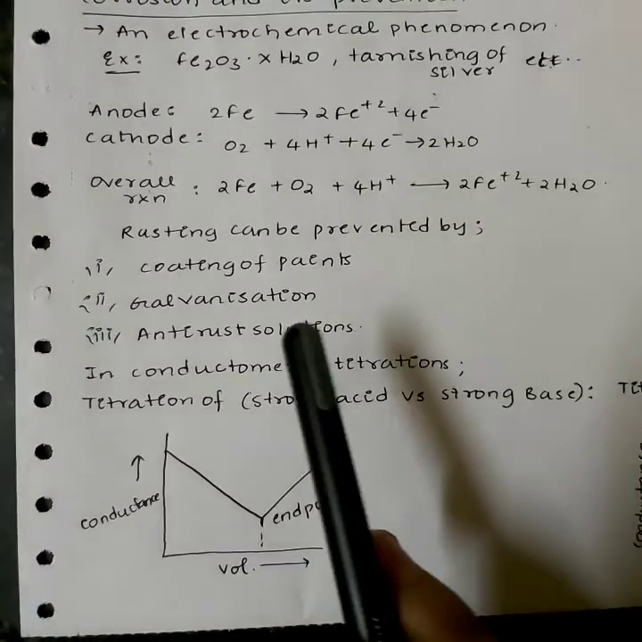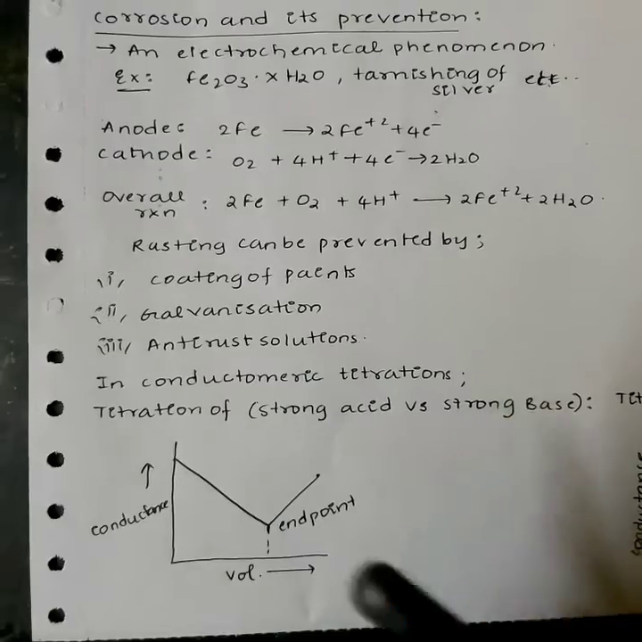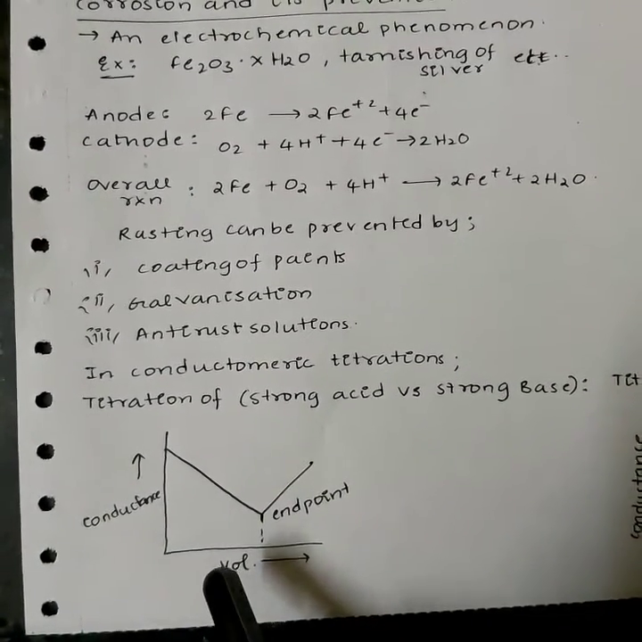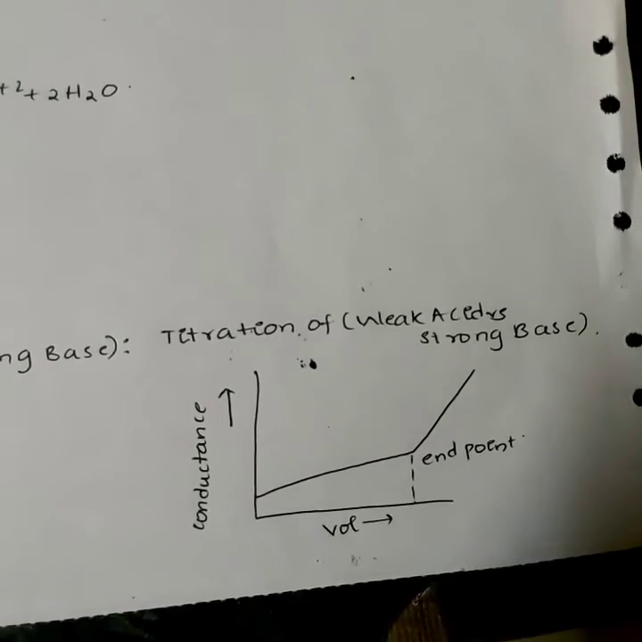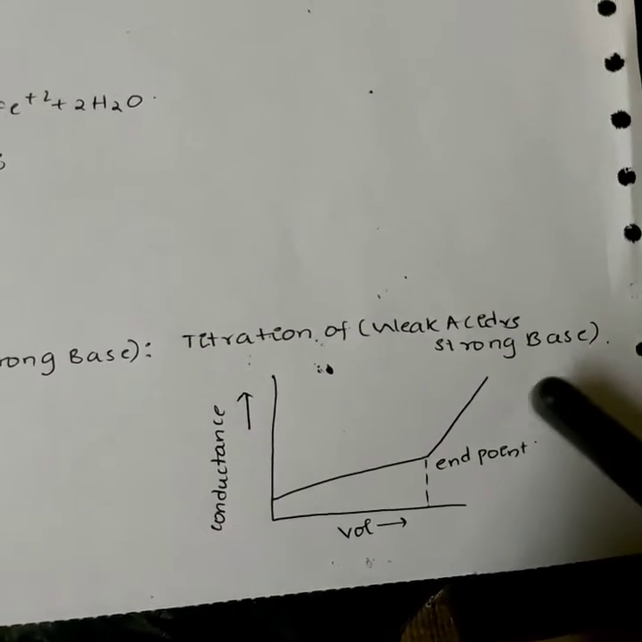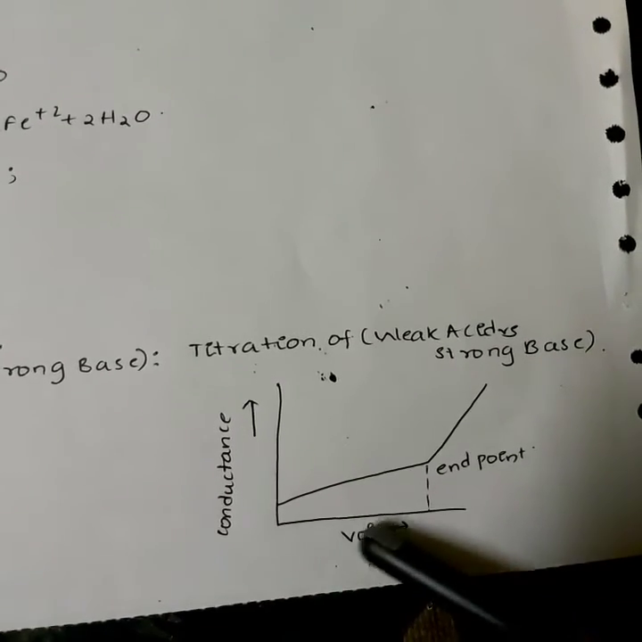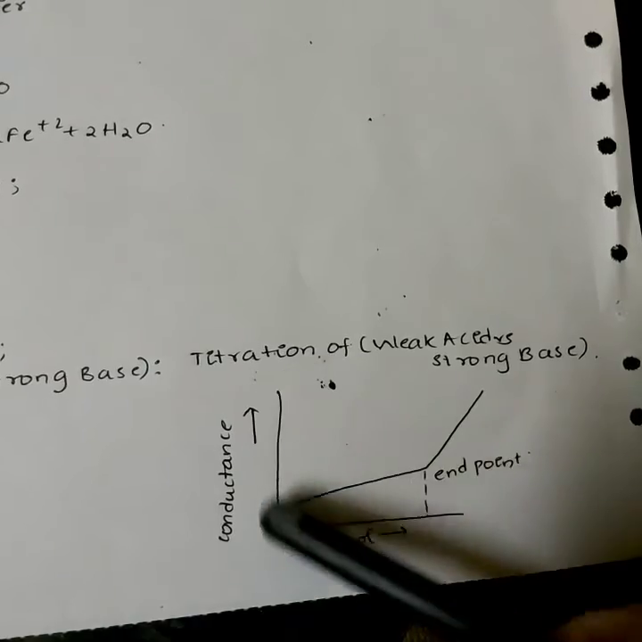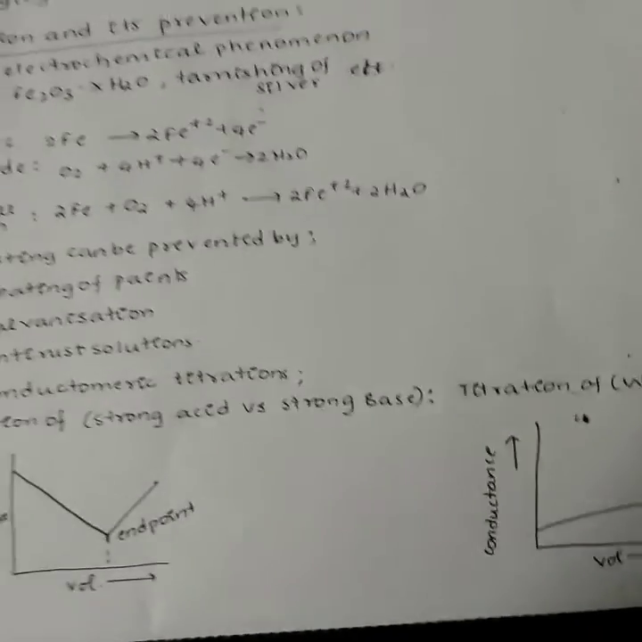The titration for a strong acid versus the strong base. For example, let us consider HCl and NaOH. This is the conductance and the volume of NaOH. The titration for a weak acid versus strong base. For example, let us take acetic acid with NaOH. The volume of NaOH is taken on this axis and the conductance is taken here. The graph is as shown. Thank you.